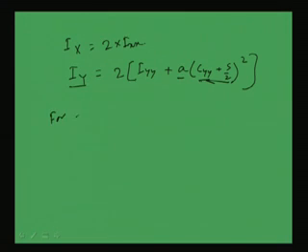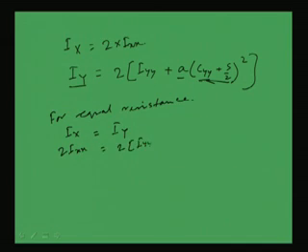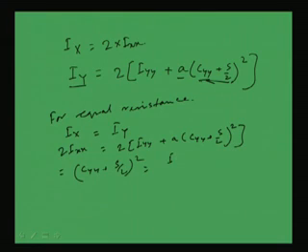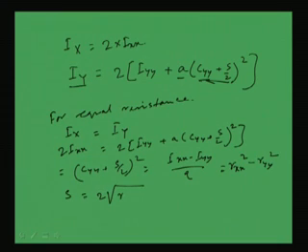So for equal resistance, Ix will be equal to Iy. That means 2 Ixx is equal to 2 into [Iyy plus A into (Cyy plus S by 2) whole square]. From this I can write that (Cyy plus S by 2) whole square is equal to (Ixx minus Iyy) by A, and Ixx by A is nothing but Rxx square minus Ryy square. So from this I can find S is equal to 2 into [root over (Rxx square minus Ryy square) minus Cyy]. So the spacing has to become this.